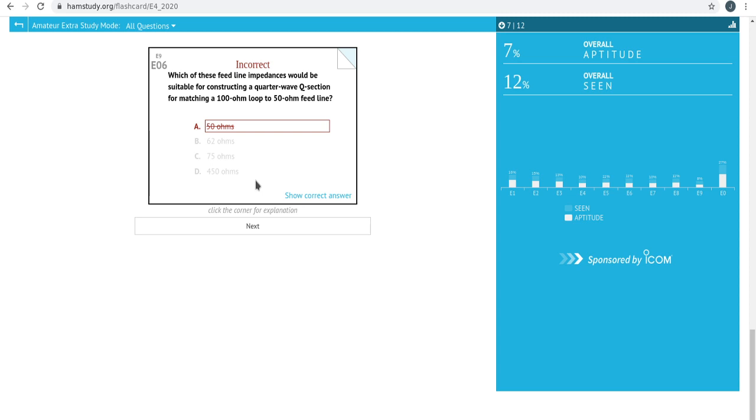At this point, I want to know the math on what makes the right answer the right answer. I'm trying to think if I can remember what it is before looking at the explanation. I'm going to go with D, then 75.